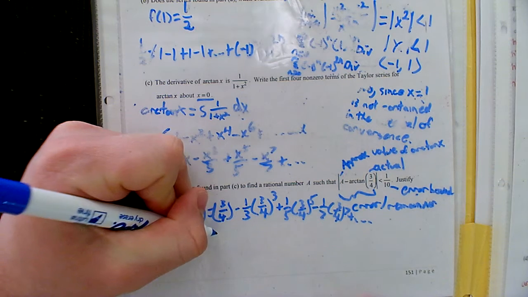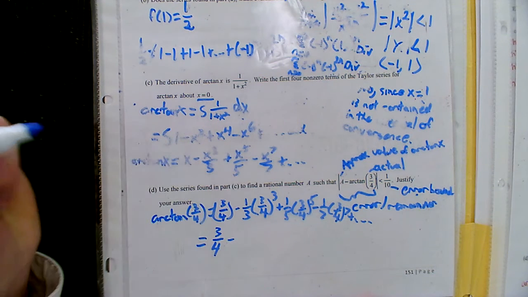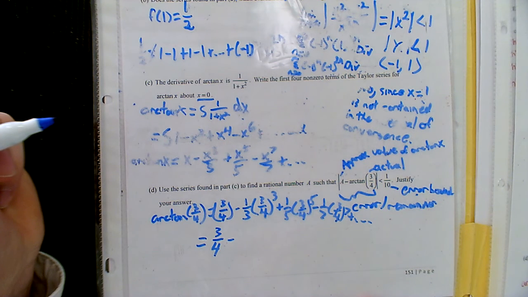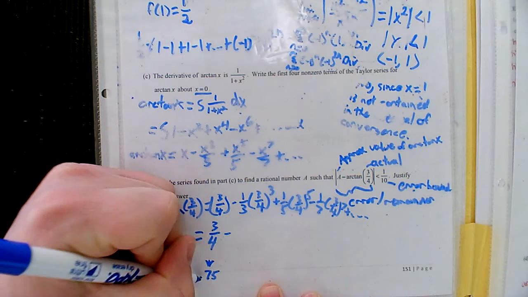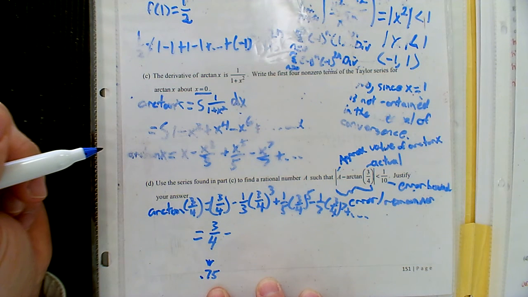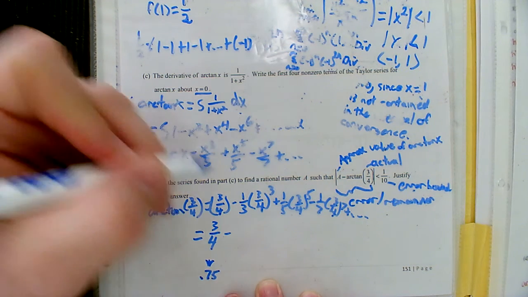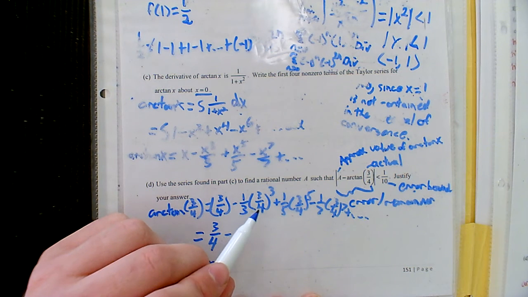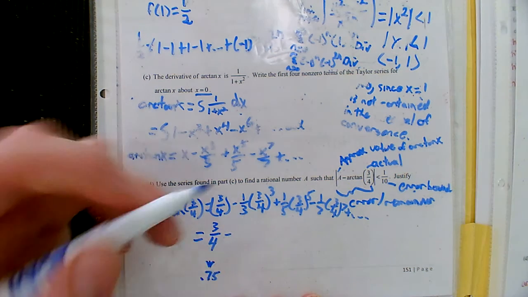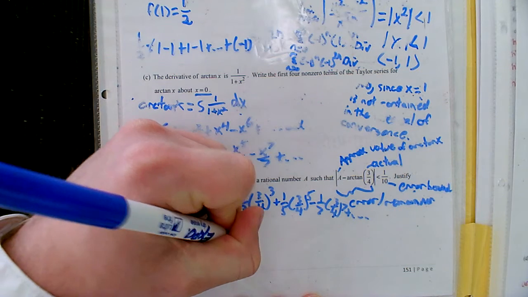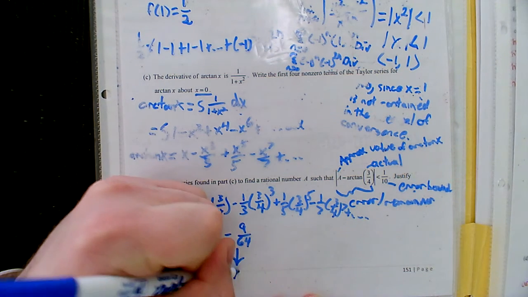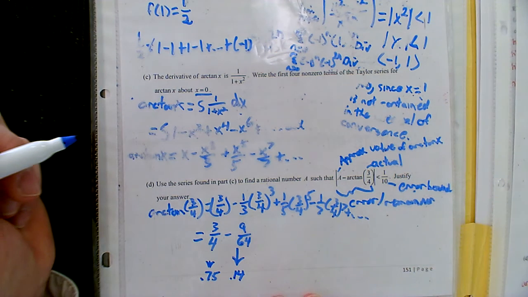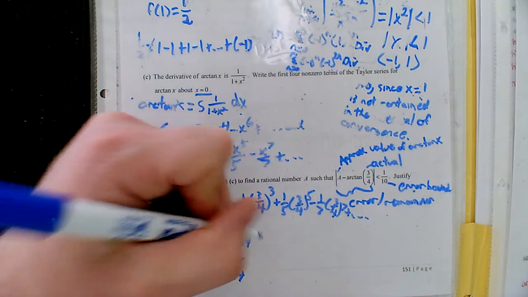Simplifying a little bit, 3/4 is what we get here. Three-fourths simplifies to 0.75. Is that less than 1/10? No, so we need to go to another term. For time's sake, I'm going to help you out simplifying this. This term here simplified would get you to 9/64, which gives you a decimal of 0.14. Is that less than 1/10? No, so we need to keep going.